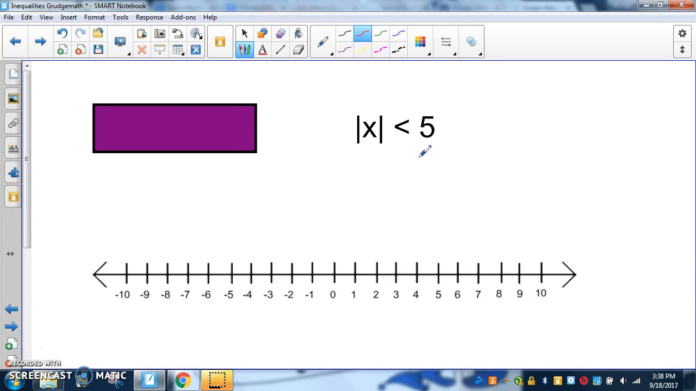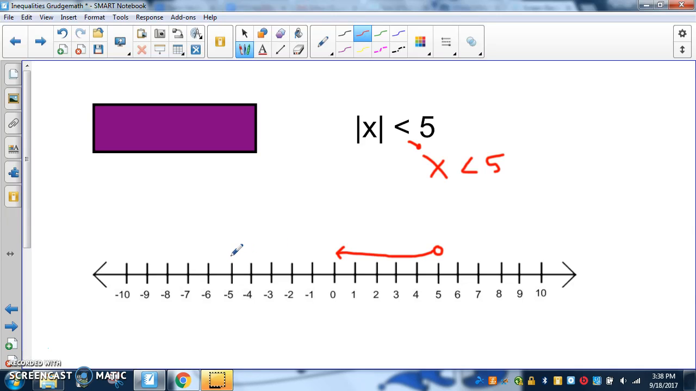Obviously, any positive number that is less than 5. So if I'm just ignoring the absolute value, any positive number that's less than 5, any number that's to the left of 5 in the positives is going to work for this. 1, 2, 3, 4, all of those are less than 5. And if I take their absolute value, they're still less than 5. It doesn't really matter that the absolute value is there. However, when you think about it, there's some negatives that are also going to work for this.